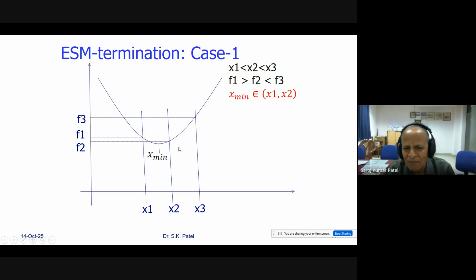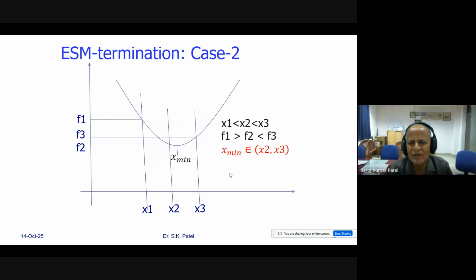Here the f value is minimum, and x minimum lies from x1 to x2, not between x2 to x3. But in the earlier case, the minimum point was lying between x2 to x3 for the same condition. That is, f2 is less than f1, but f3 is not less than f2. So f2 is less than f3, and also f2 is less than f1. In such cases, in one diagram the minimum point lies between x1 to x2, and in the other case it lies between x2 to x3. So to be on the safer side, take the union of both cases. Write down that x minimum will anyhow realize from x1 to x3.